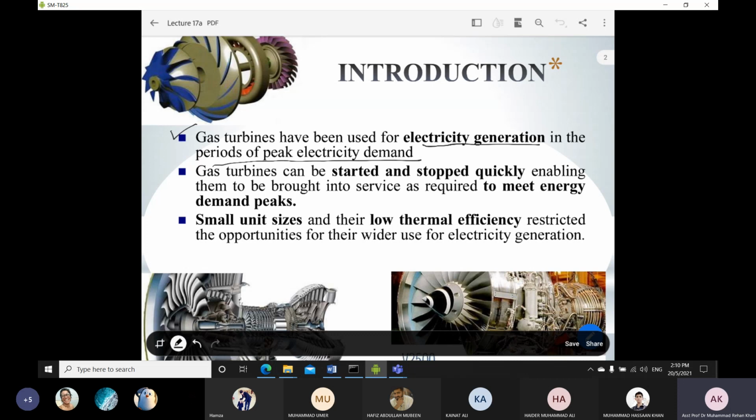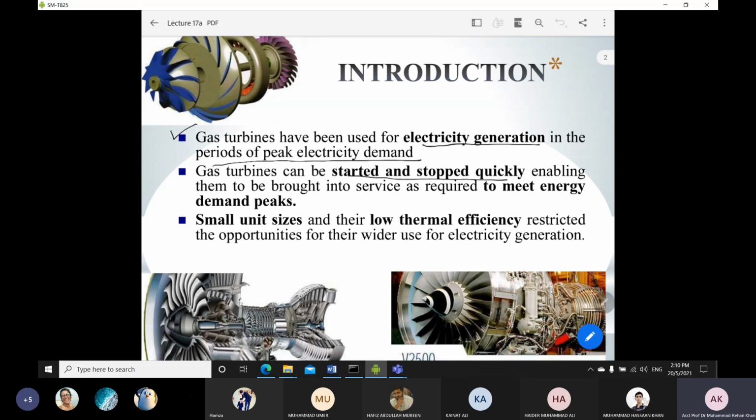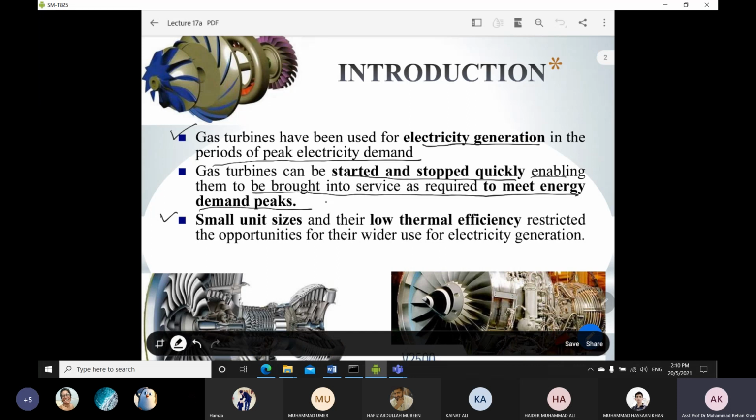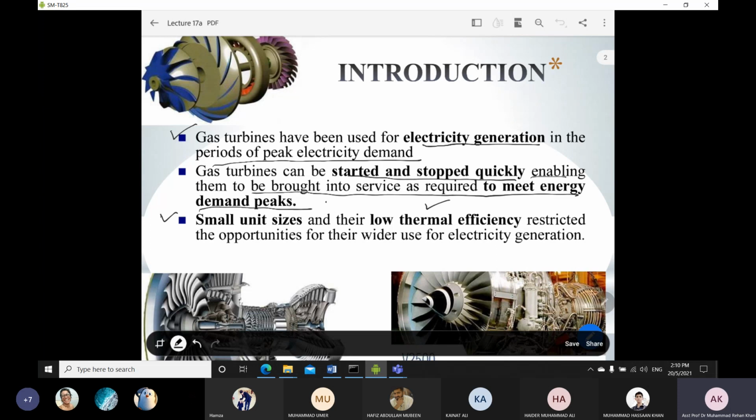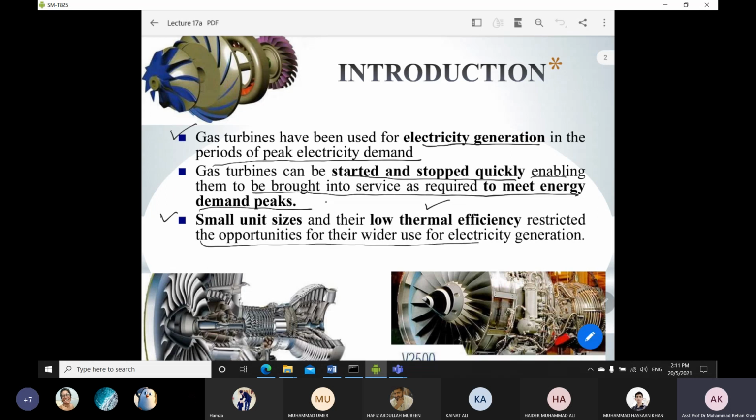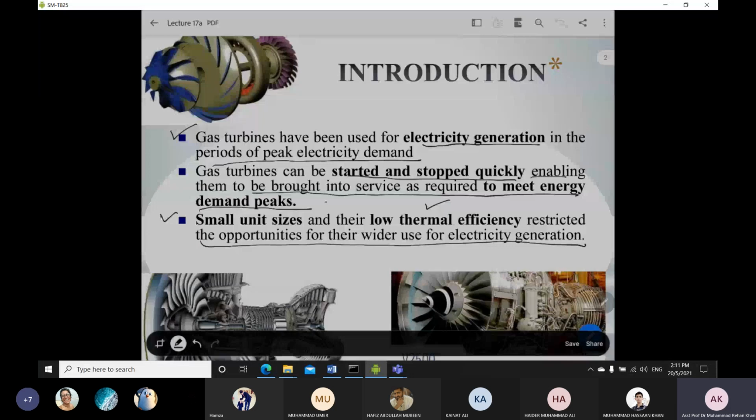A gas turbine can be started and stopped. This is an advantage, enabling it to be brought into service as required to meet energy demand peaks. Another advantage is the small unit size. The disadvantage is low thermal efficiency if we are using gas turbines alone. But if we use them with steam power plants, then it has high thermal efficiency. This restricted the opportunity for wider use in electricity generation. So this is the introduction to gas turbines.